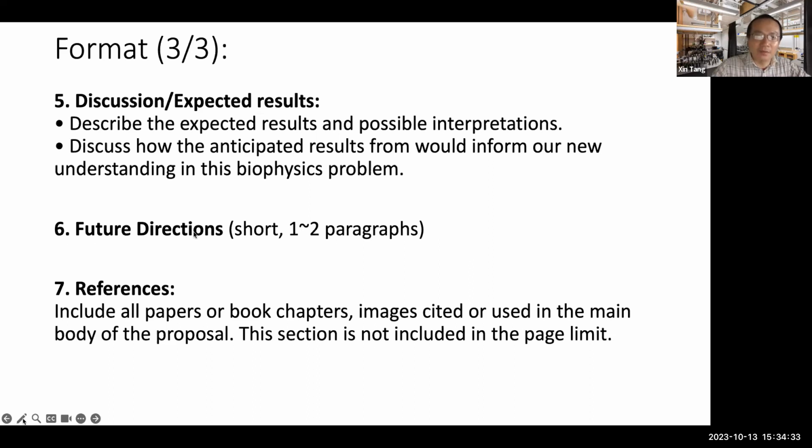And then number 6, future directions. This is what I explained earlier, so I will not repeat that. This will explain what is the new field you opened after the accomplishment of this project. And then finally, include all the references. So that's the format for the final report.